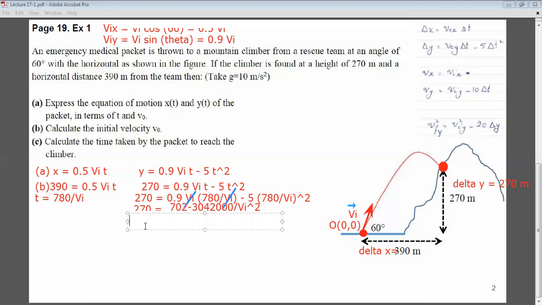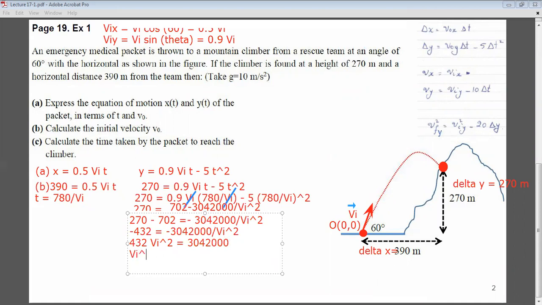I get the 702 to the other side, so I have 270 minus 702 is equal to 3,042,000 divided by vi squared. 270 minus 702 gives me minus 432, equal to minus 3,042,000 divided by vi squared. The minus cancels the minus, and I do cross multiplication, so I get 432 vi squared equal to 3,042,000.